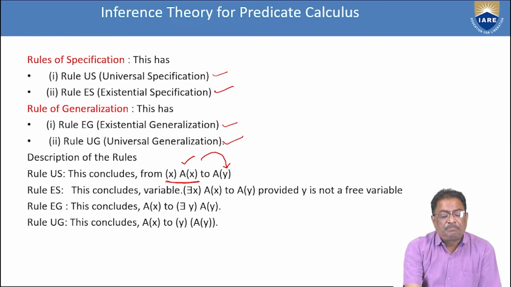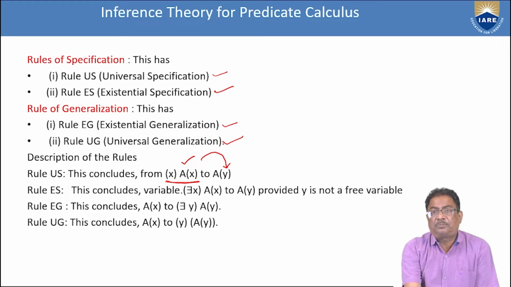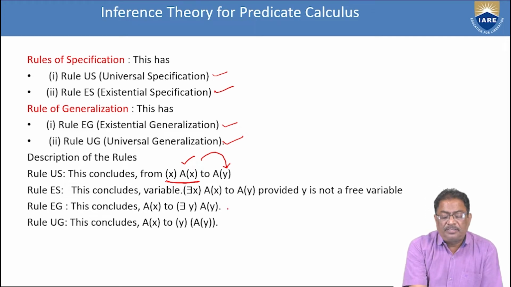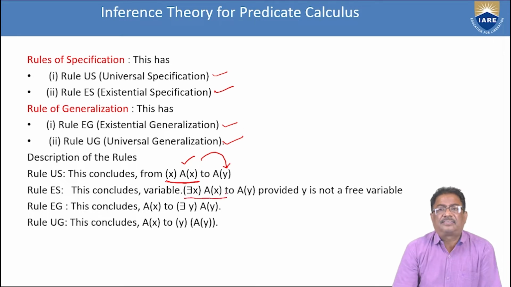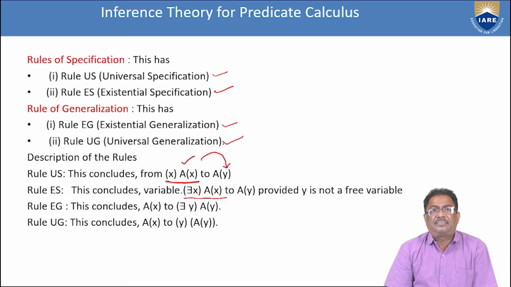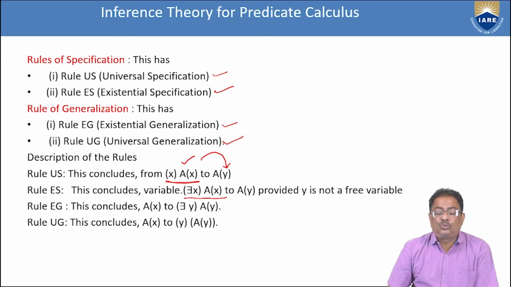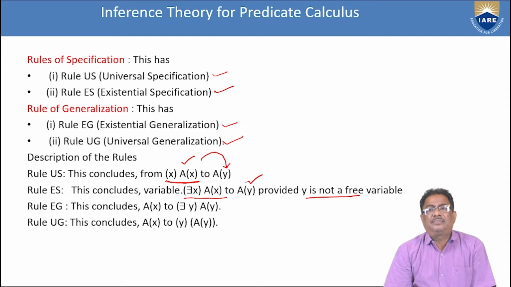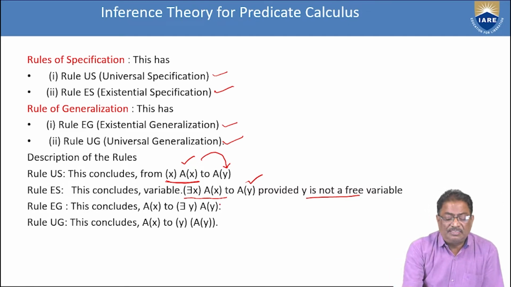And next is existential specification. Here, from there exists x, A of x, that means for at least one x, A of x is true, then that x we take as y. So here y is not a free variable, because we are just giving a particular value to x, so we consider it as y. Now existential generalization.